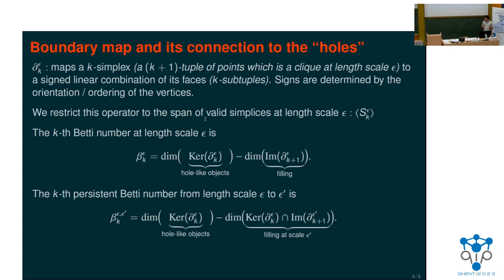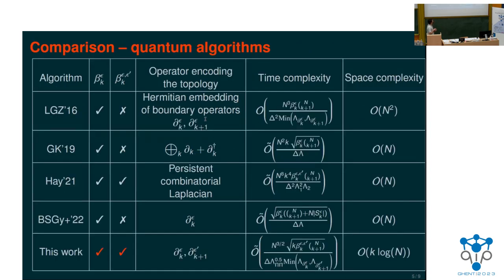And basically, this is all that you need to know about how to compute Betti numbers. It is some dimension of some subspaces. And now the question is how to deal with these subspaces in a quantum computer. Well, a quantum computer is good for linear algebra, so it's hopeful.